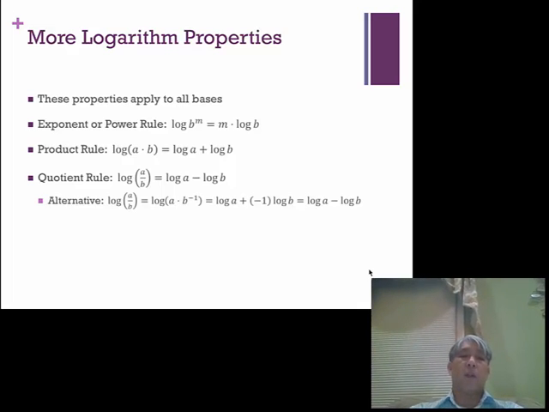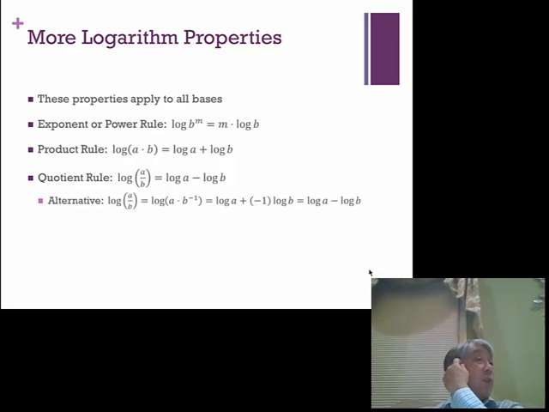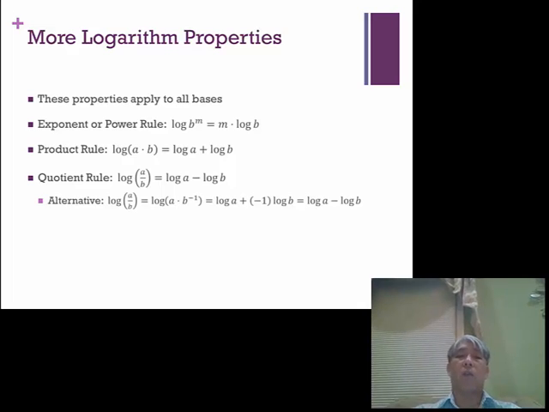Okay, a few more properties of logarithms, and these properties apply to all bases. We've already talked about the exponent or power rule. The next rule is the product rule, and this is very useful for expanding or compressing logarithms. Log of a times b is going to equal the log of a plus the log of b. Do not make the mistake of saying the log of a times b is going to equal log of a times log of b.